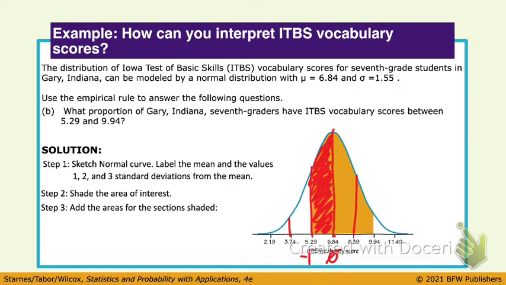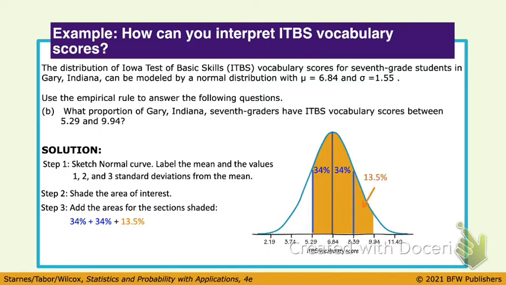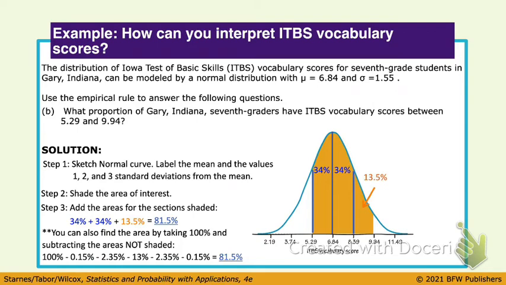And then what is it from 6.84 to 8.39? Also 34. And then from 8.39 to 9.94? That's 13 and a half. So I just add up each of those areas. I've got the two 34s, and then the 13 and a half, so my answer is 81.5%. I'm just adding up the sections. Same thing on this, you can also take 100% and subtract out the little sections that we did not use.